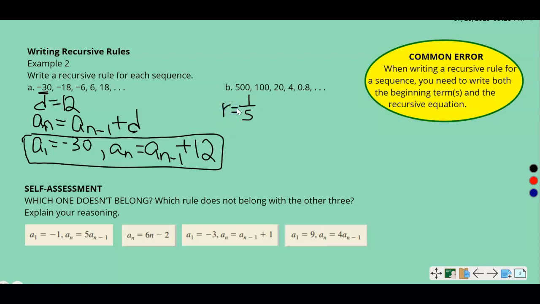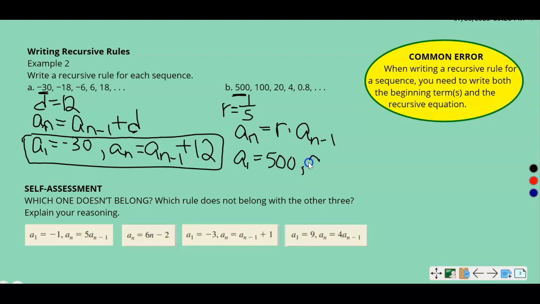So this time we're going to use the geometric function instead of the arithmetic. So we're going to use the rule that states a sub n equals our ratio times our previous term. All right, so once we define that, we can also write a recursive rule the same way. We need to state our first term. Even though that's given, we need to write that a sub 1, our first term, equals 500.